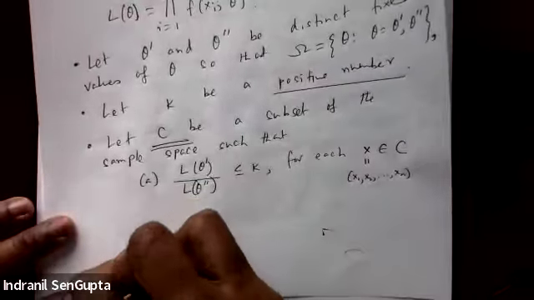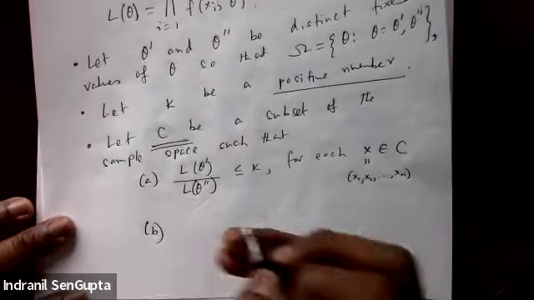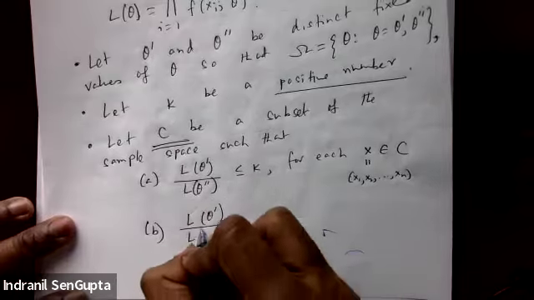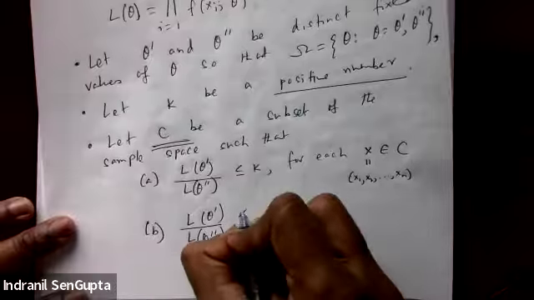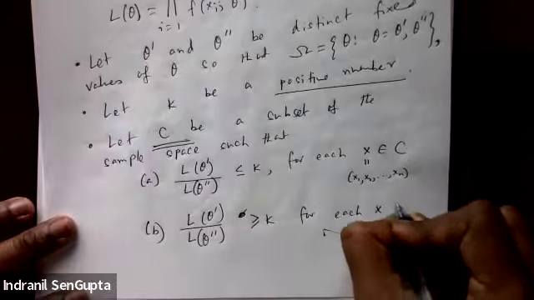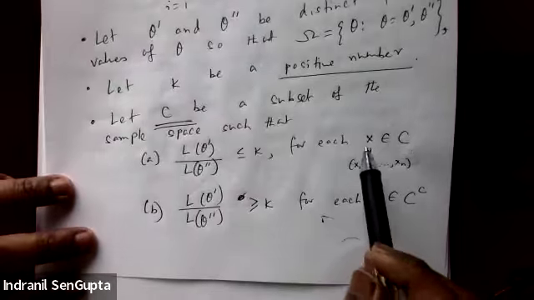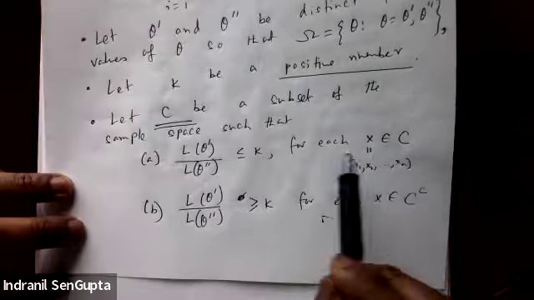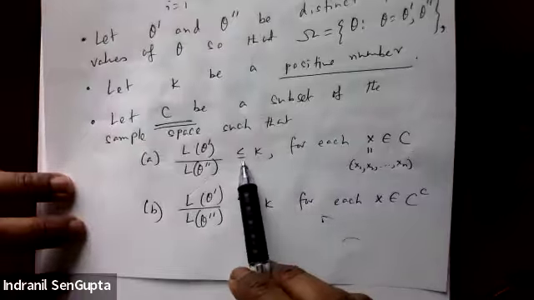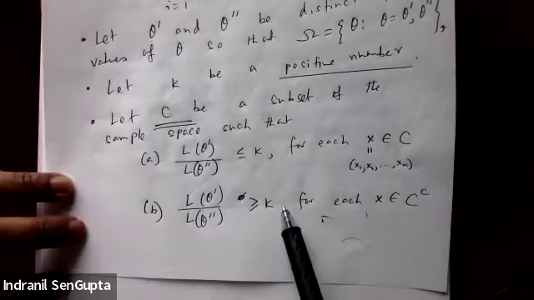Okay. Part B. L of theta prime over L of theta double prime is bigger than or equal to k for each x in the complement of C. We'll do an example, so don't worry about this one. So as long as you're in the critical region, this number is less than or equal to k. As long as you're outside the critical region, this number is more than or equal to k.